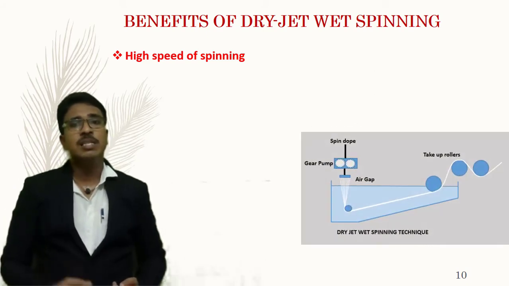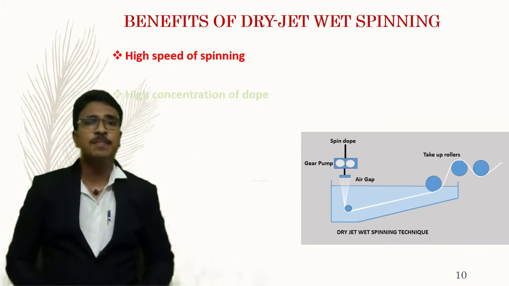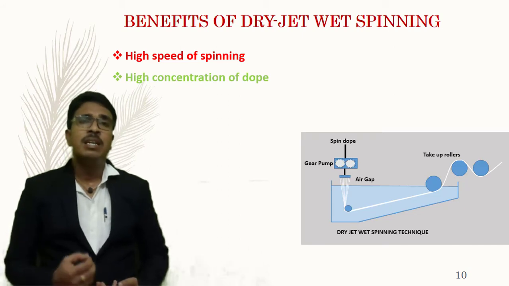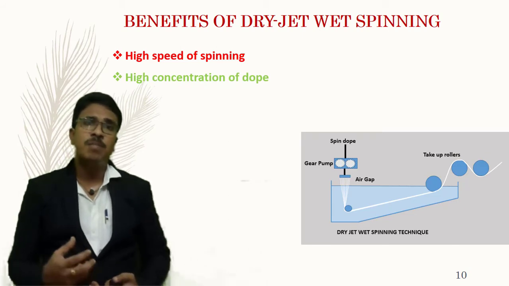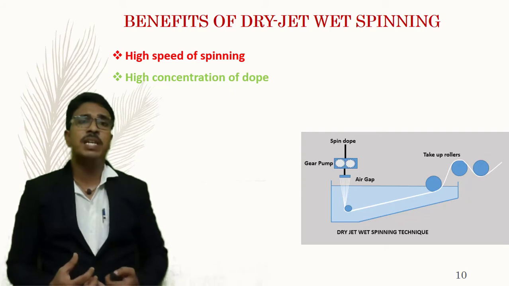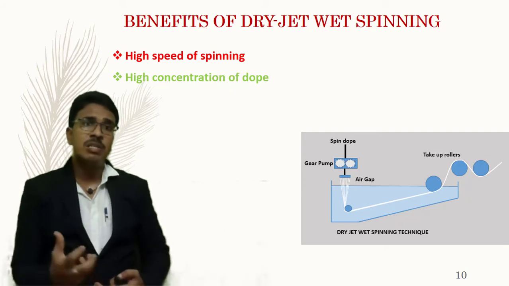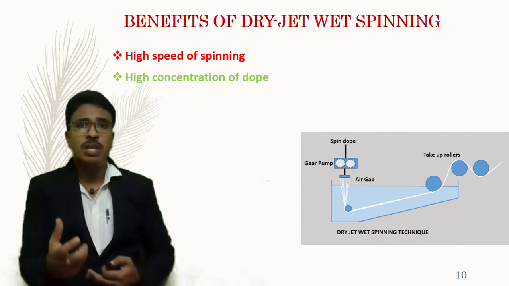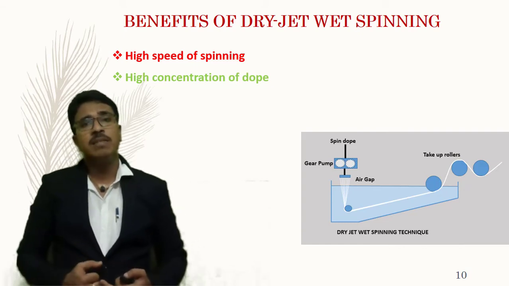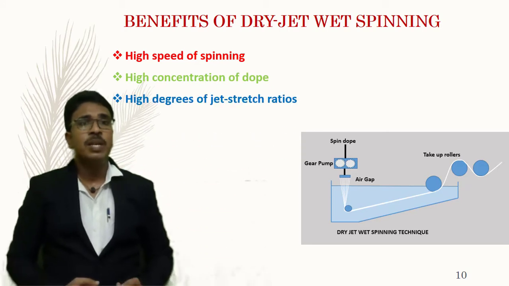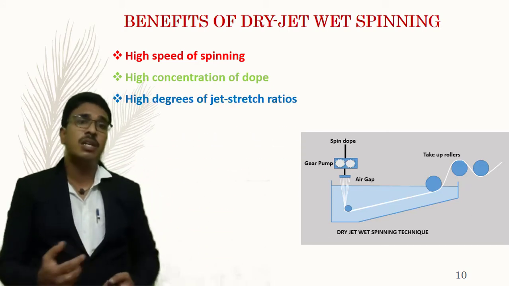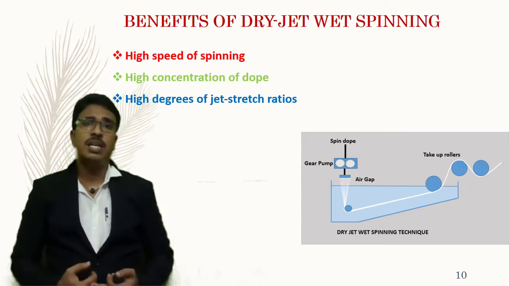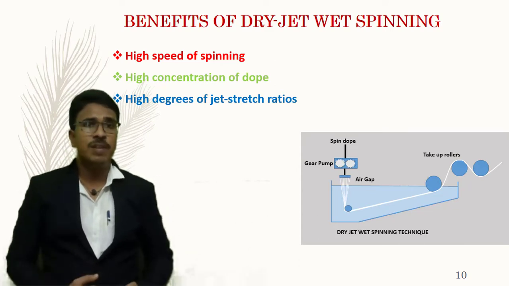And then here you can see in the dry jet wet spinning technique, high concentration of dope. So we can maintain the dope concentration, which is nothing but the polymer solution concentration, at a high level, so that the filaments we are getting have good properties, and high degree of jet stretch ratios. That means we can go for higher draw ratios so that we can improve the performance of the filaments.